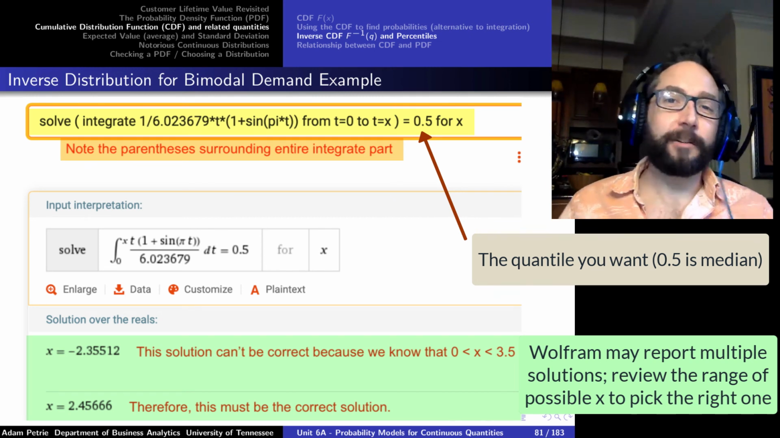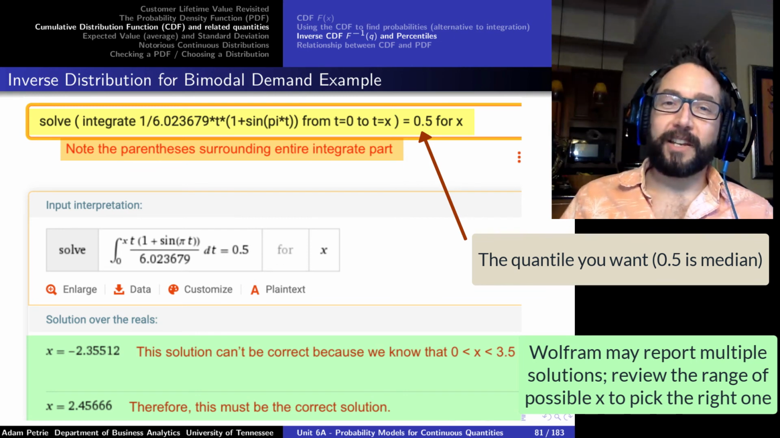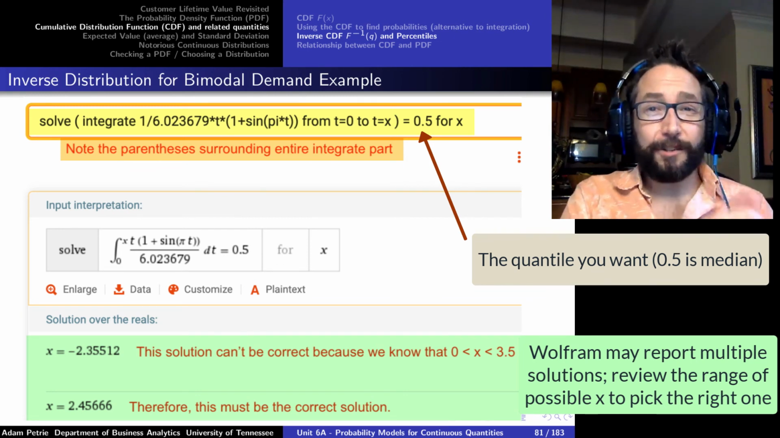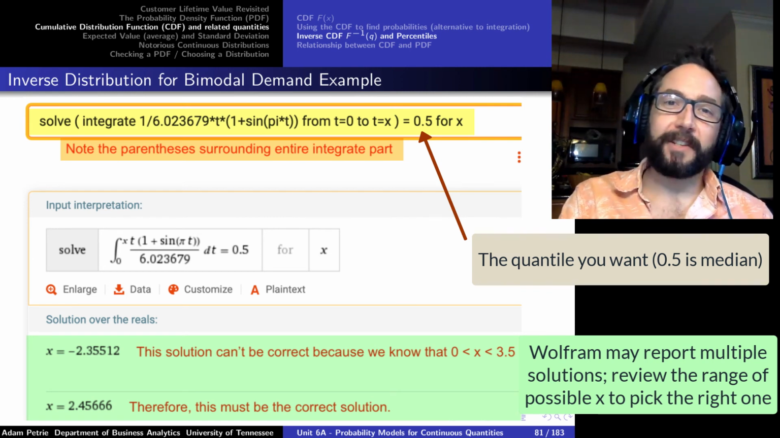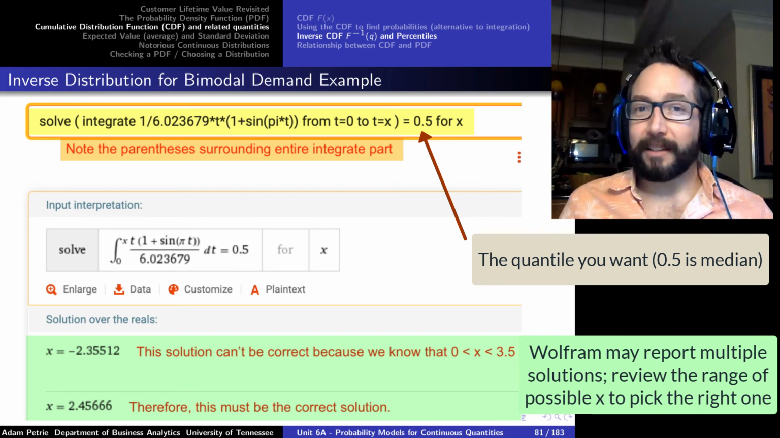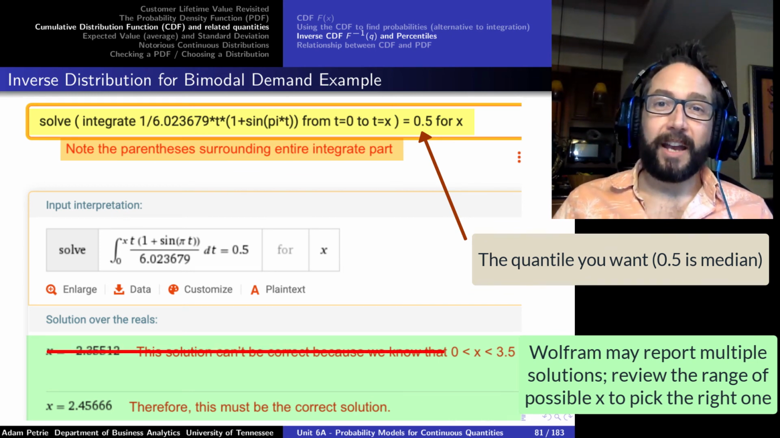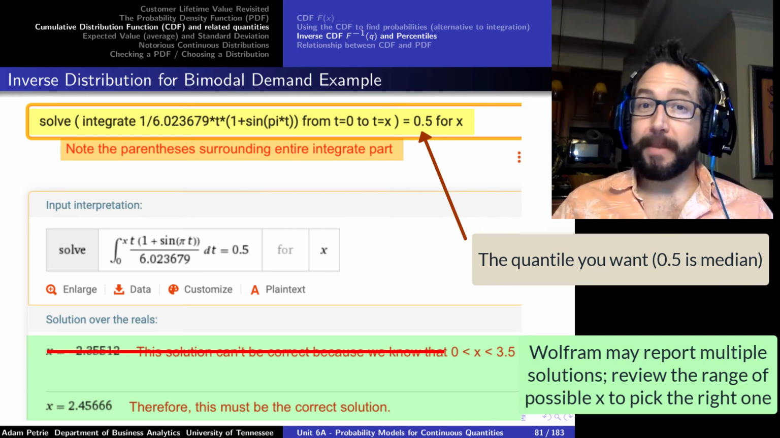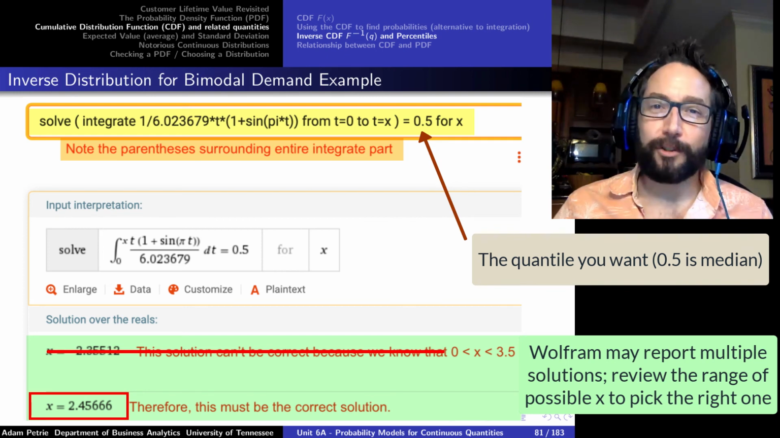So in this case, it turns out that this equation for the median, the 50th percentile, q equal to 0.5, has two solutions for little x. One's right at about minus 2.35, and one's right at about 2.456. Now, we can automatically eliminate the negative value because we know little x is between 0 and 3.5, and so we have the answer. If I want to know the median demand for that bimodal demand distribution, it's right at about 2.4566.